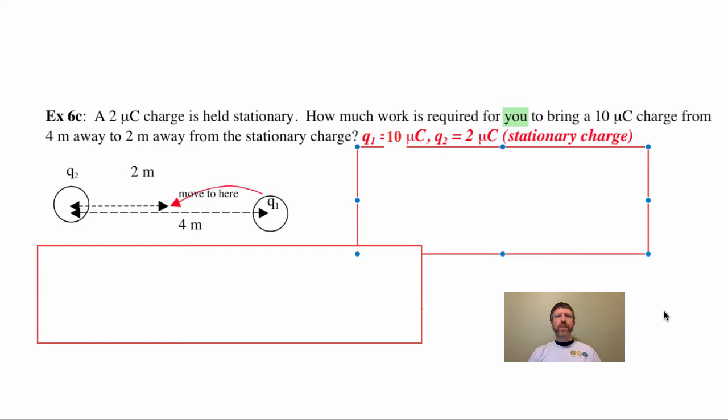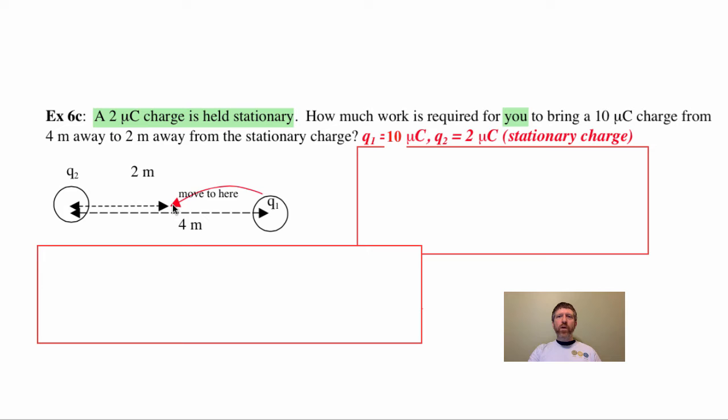So let's do a problem example right now and see how we can apply some of this stuff. Let's say we have a 2 microcoulomb charge which is held stationary. In our problem, we're going to make this Q2 right over here our 2 microcoulomb charge. And the question is, how much work is required for you, i.e. an external force, to bring a 10 microcoulomb charge from 4 meters away, so Q1 is our 10 microcoulomb, from 4 meters away right there, to move it to right there.